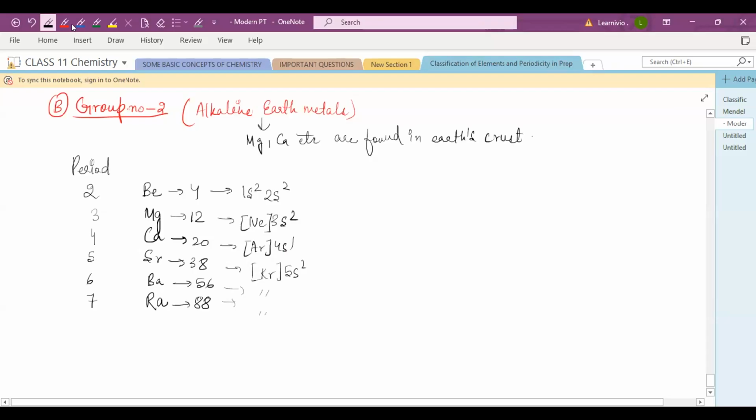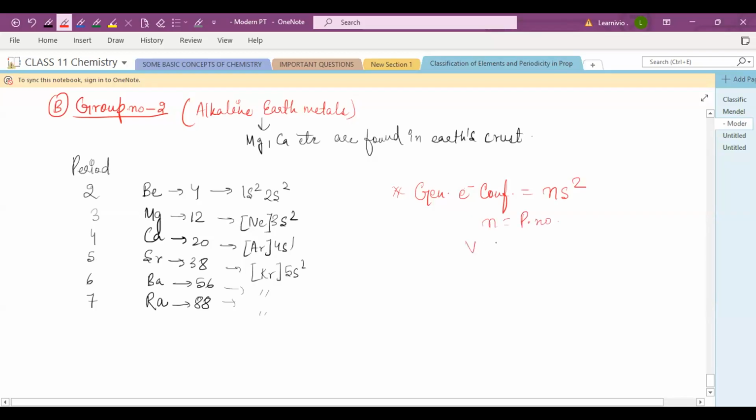Now let's talk about the general electronic configuration. The general electronic configuration for the alkaline earth metals, group number 2, is ns2. Sorry, it's not ns1, it's ns2. So for group number 2, it's ns2. For group number 1, it is ns1. Again, n is your period number.